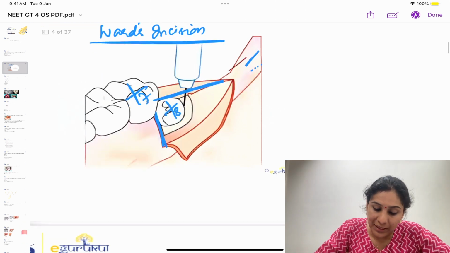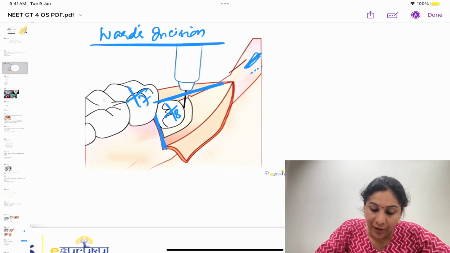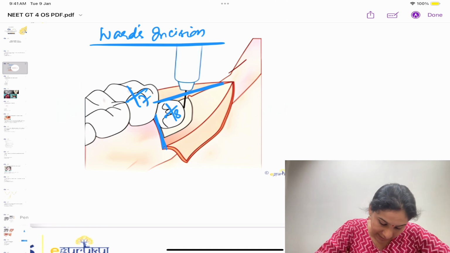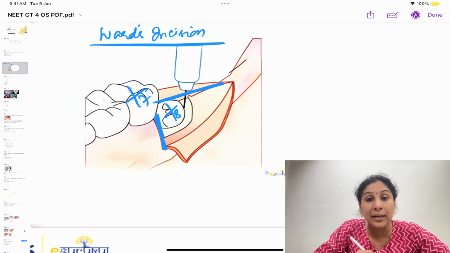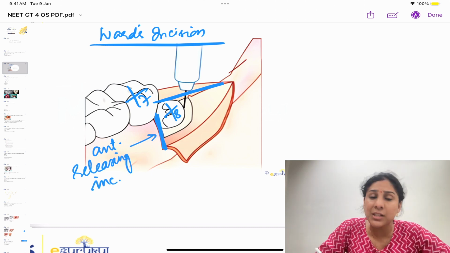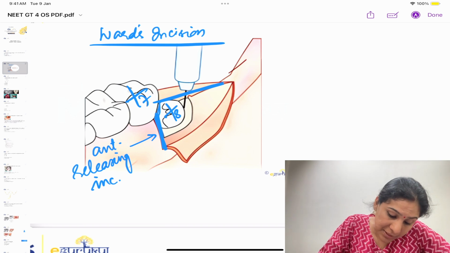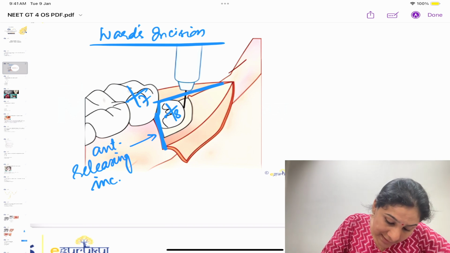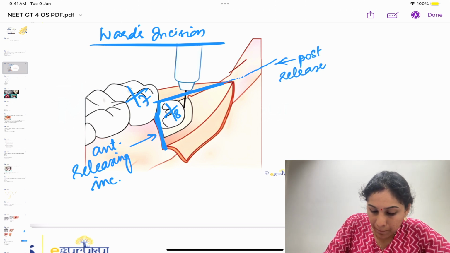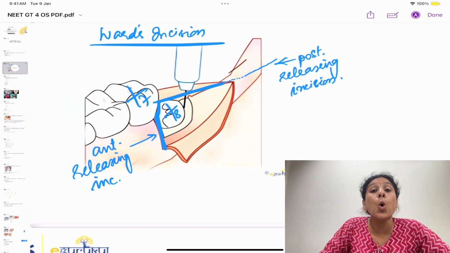Alright, so this will give a kind of a trapezoidal flap. Okay, in this image there is a triangular flap. Why is there a triangular flap? Because they have not given a posterior releasing incision. They have only given one releasing incision, which is the anterior releasing incision. Anterior releasing incision, and we've all discussed this in our live class very nicely. We continue this incision on the alveolar ridge, and sometimes we give posteriorly a posterior releasing incision also. Okay, and this is what we typically call the Ward's incision.